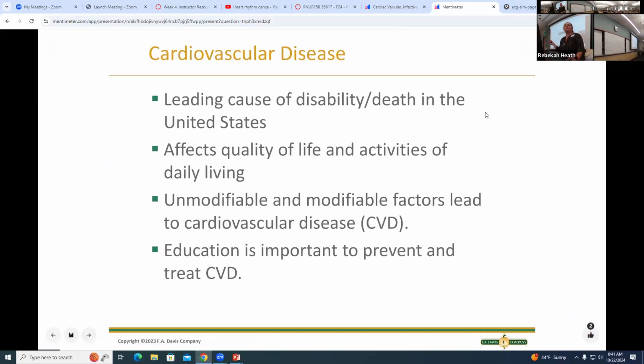So we talked about high blood pressure and heart failure. And I just want to reiterate that cardiovascular disease, any issue with the heart, is the leading cause of disability and death in the US. So it really does impact us and how we try to take care of our patients, right? Because it affects so many patients.